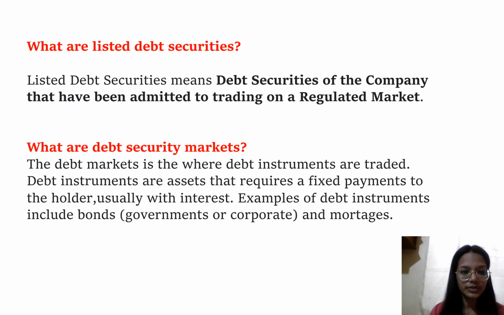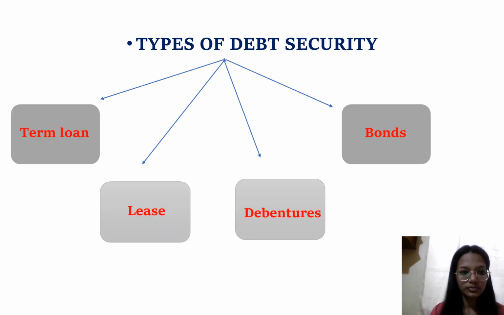What are listed debt securities? Listed debt securities mean debt securities of a company that have been admitted to trading on a regulated market. What are debt securities markets? The market is where debt instruments are traded. Debt instruments are assets that require fixed payments to the holder, usually with interest. Examples of debt instruments include bonds and mortgages.